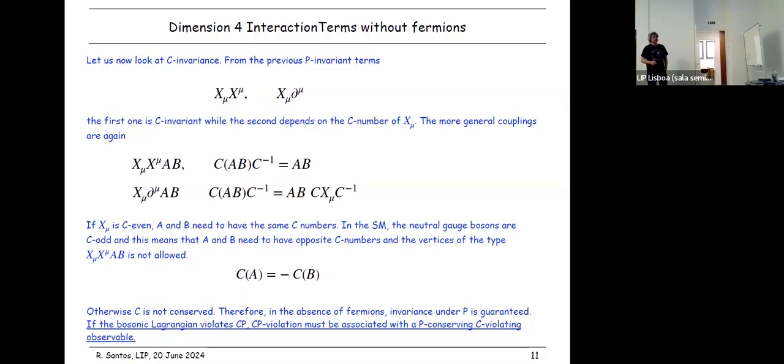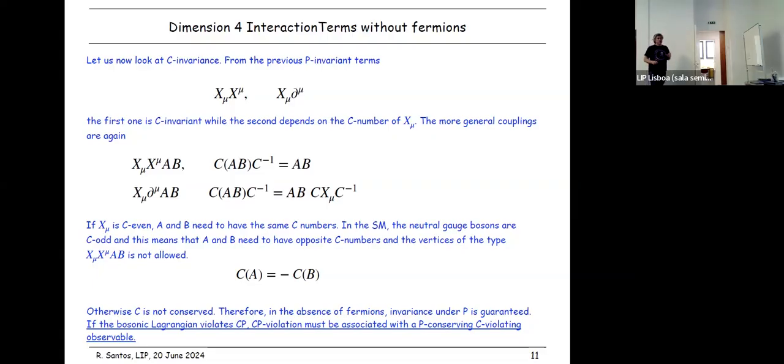What you conclude is that it is possible if you have vertices like the ones there. Remember that to fix the parity of the charge conjugation of any particle, you need to see its interactions with other particles. So what you see here is that the charge conjugation of a scalar has to be minus the charge conjugation of another scalar if you have couplings like this. Couplings like this are not allowed, and if you follow this analysis, you see that in the absence of fermions, invariance under P is guaranteed.